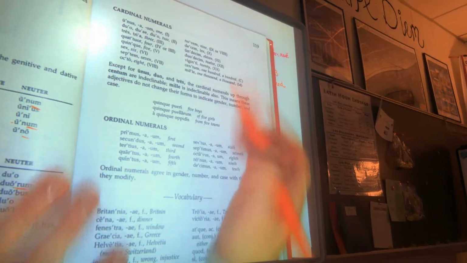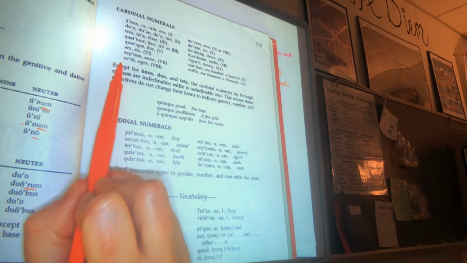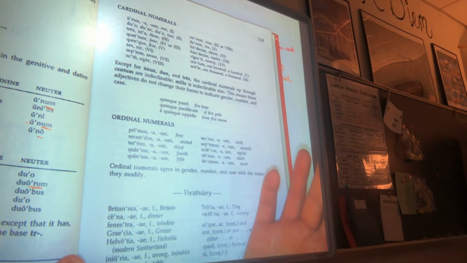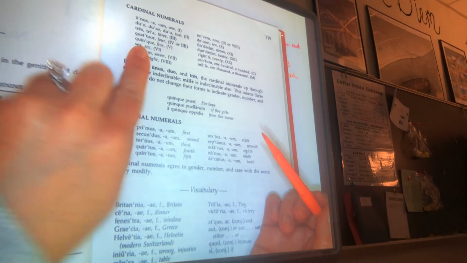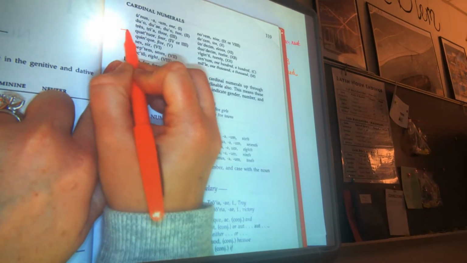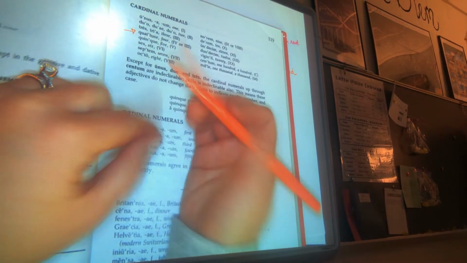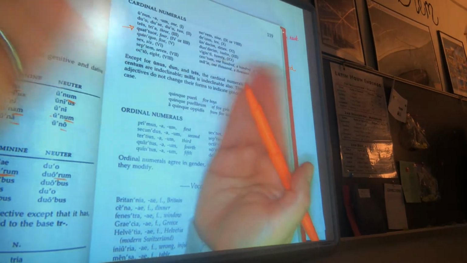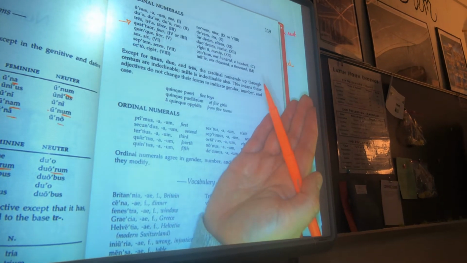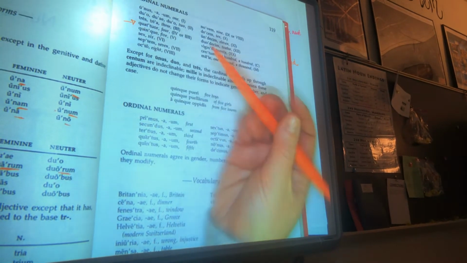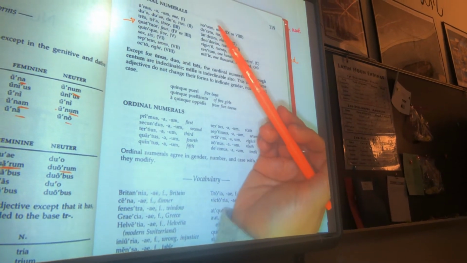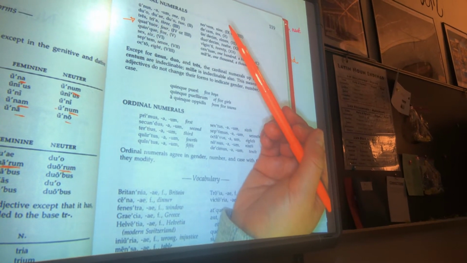Now, what about the rest of them? 4, 5, 6, 7, and so on. You don't decline them, but you still need to know how to say them. So quattuor is 4. You'd say quattuor feminae, quattuor viri, quattuor dona, right? But note that whatever 4 is, the noun would be plural, because you can't have 4 of something and have it be singular. You know what I mean?